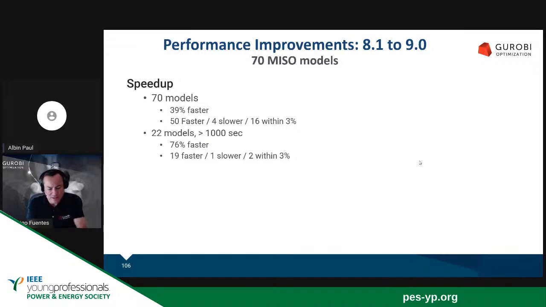So when we go from version to version, we're not going to improve our speed in all models, but we're going to improve our speed in most models. And normally, if a model degrades in performance, you can work with us, and we can try to find parameters after tuning to improve the performance of the solvers.